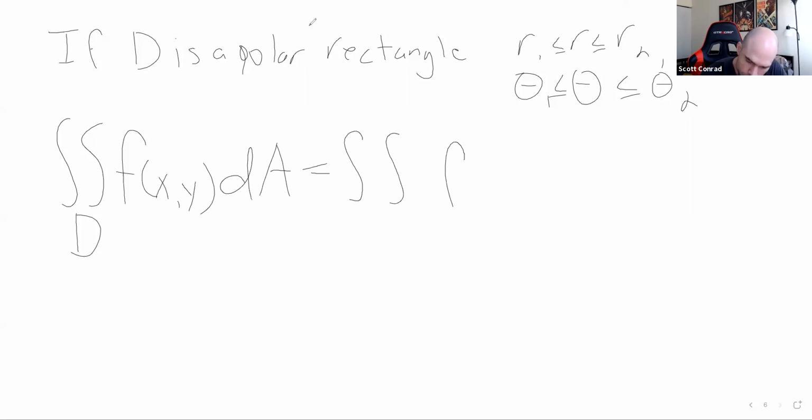So our function, we change from a function of x and y by replacing x with r cos theta and y with r sine theta. Everywhere we see x in the function, we replace with r cos theta. Everywhere we see y, we replace with r sine theta. And then r, we integrate from r1 to r2. Theta, we integrate from theta1 to theta2.